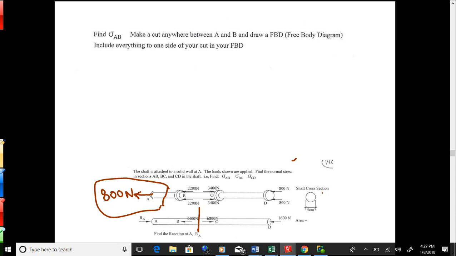So this one would be 4.127 megapascals. If we're doing the last one.